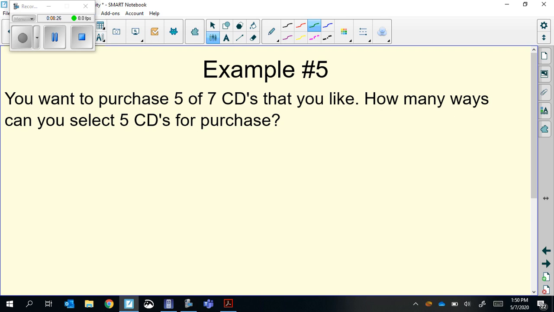You want to purchase 5 of 7 CDs that you like. How many ways can you select 5 CDs for the purchase? You get to keep these forever, so the order doesn't matter. We're doing a combination then, 7C5.